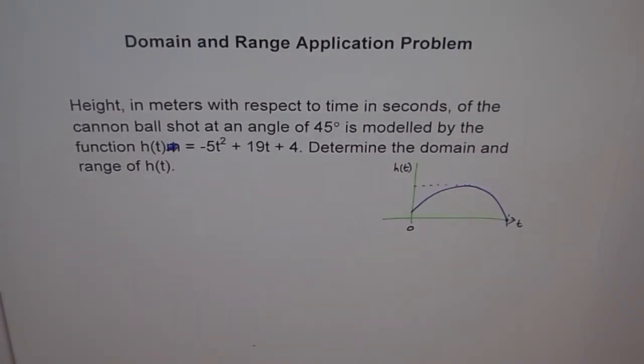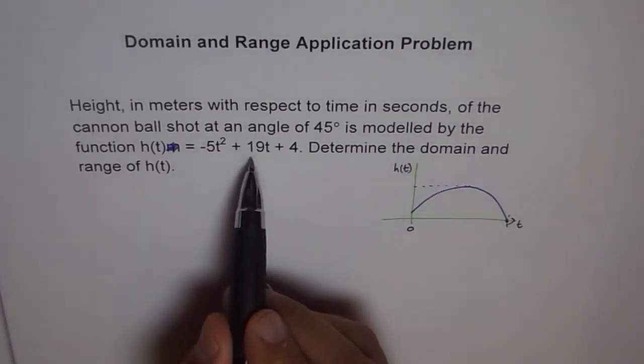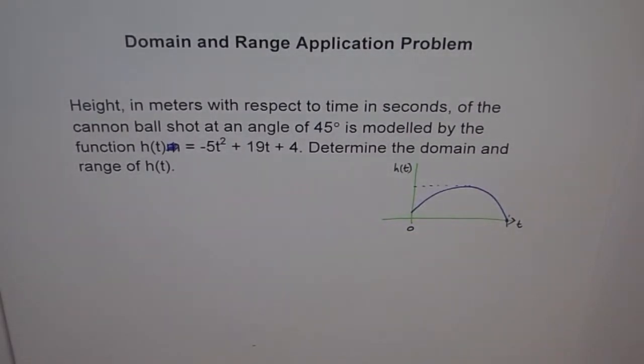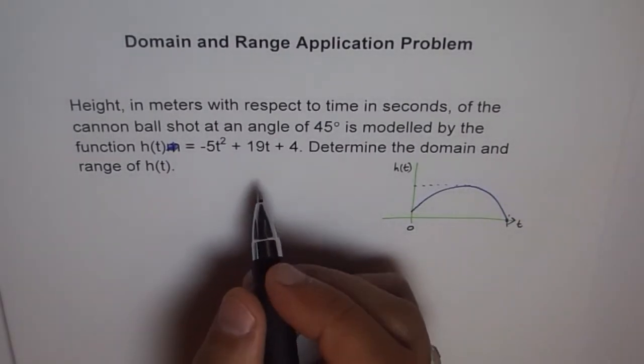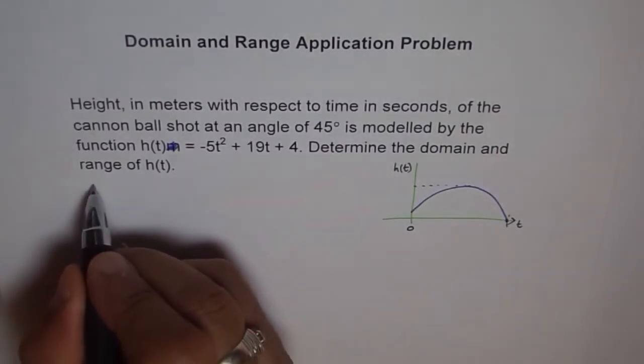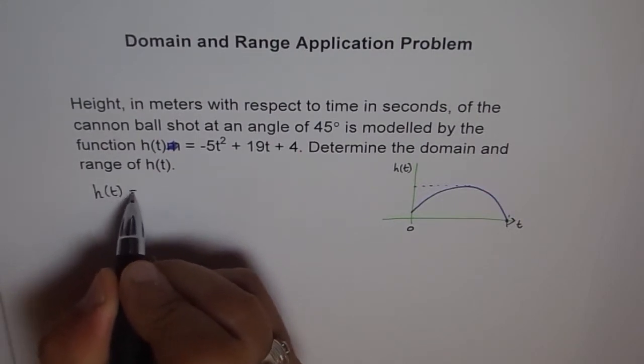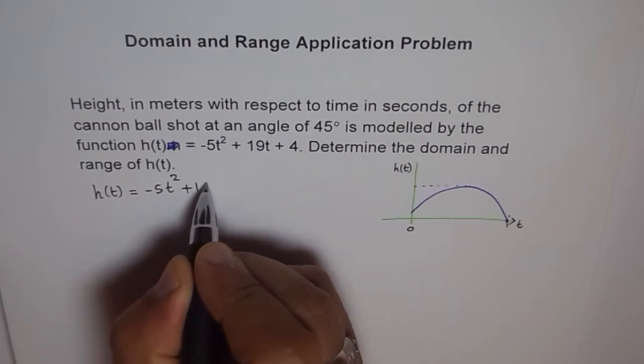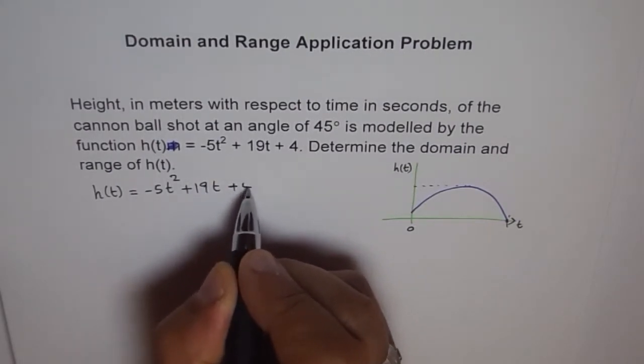To find the maximum height, we can do completing the squares. And with our knowledge of quadratic equations, we know minus b by 2a actually gives us the vertex, right? But let's do completing the squares and then get our answer. Okay, so h of t is equal to minus 5t squared plus 19t plus 4, right?